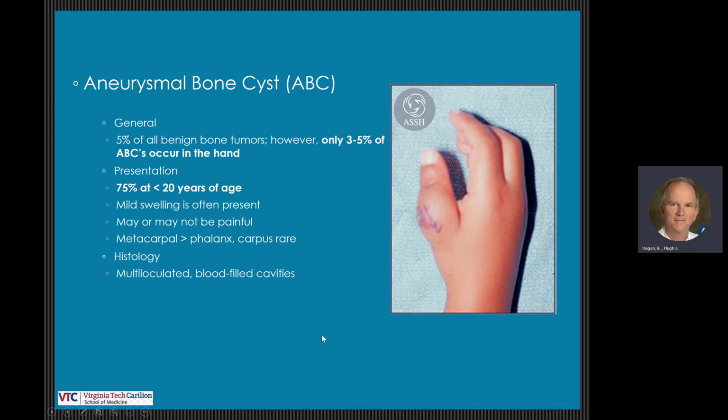Multiloculated blood-filled cavities is what you're going to see histologically. You may see that on an exam. And also these cavities are not lined by vascular endothelium, so you can think of them like a false aneurysm. Soft tissue vascular lesion with no vascular endothelium, it's a false aneurysm or pseudoaneurysm. And a bony blood-filled cavity with no vascular endothelium is an aneurysmal bone cyst.